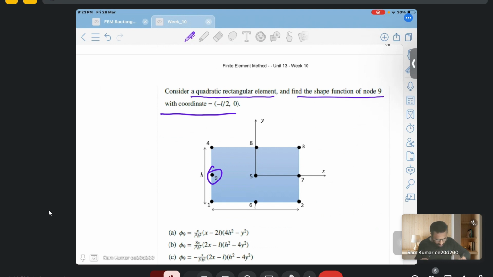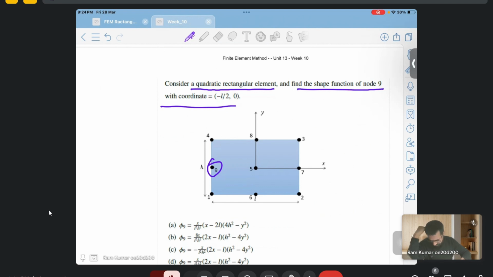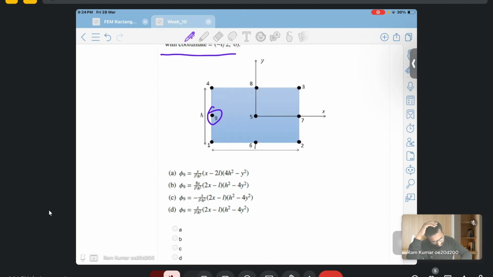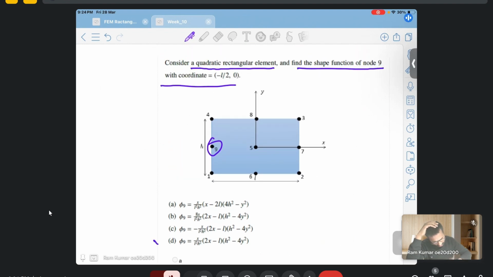How can we find this? Sir, in this case, if we take this in xi and eta, then we can compare these values, like the coordinate for this h will be minus L by 2. Or is there any other way to find it? I have just tried from that part and I got x by L square h square into 2x minus L into h square minus 4y square. Yes, the option is correct. Any other way? I'm thinking of getting the answer another way.